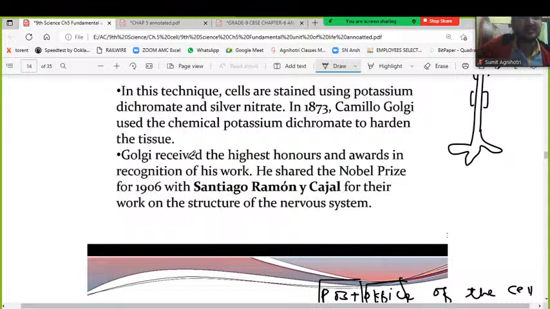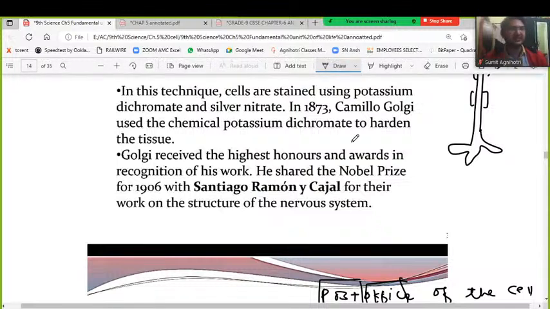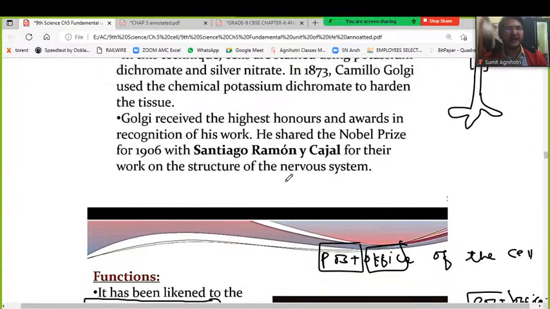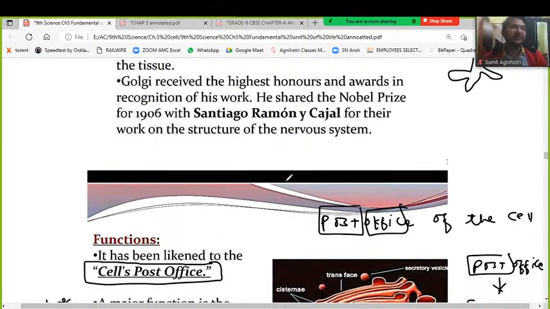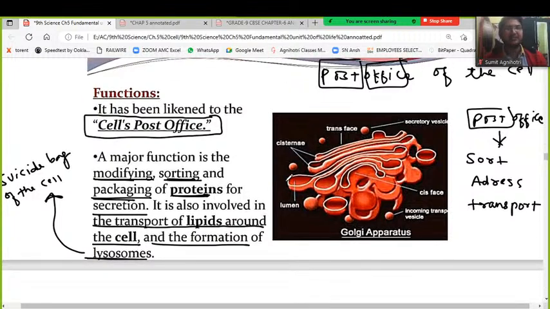Golgi received the highest honors and awards in recognition of his work. He shared the Nobel Prize for 1906 with Santiago Ramon y Cajal for their work on the structure of the nervous system. What are the functions of this Golgi apparatus? It is the cell's post office. What do we call this? Post office.